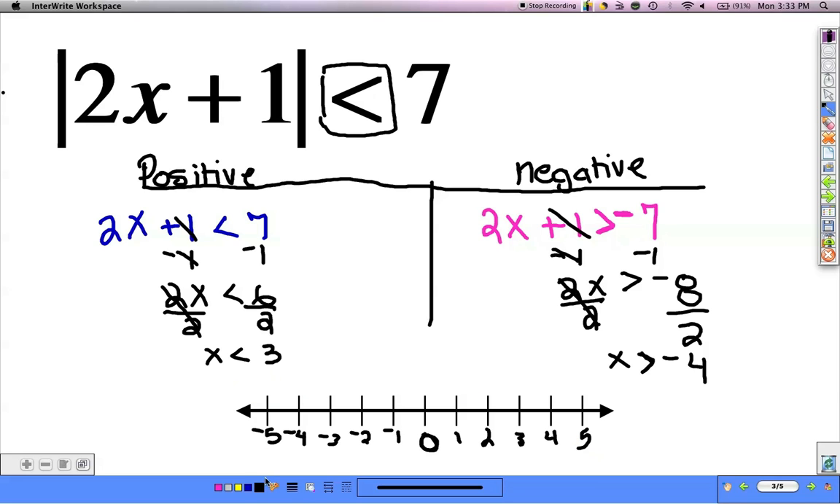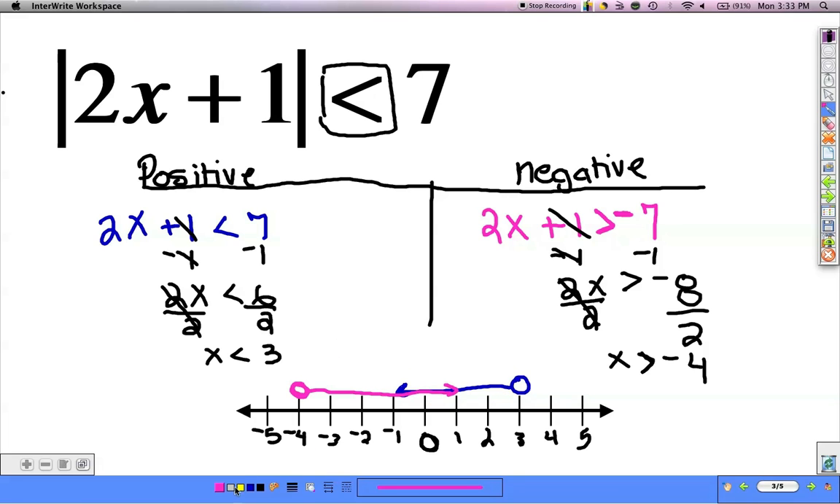And I just want to go ahead and graph each one. I'm going to graph the positive case in blue. So I have x is less than 3. It's less than, so I want an open circle at 3, and my bar is going to go back towards the negative numbers because it says x is less than 3. Then I have x greater than negative 4, which is the negative case. So I want to put, since it's just greater than, an open circle at negative 4, and I want to draw an arrow heading towards the greater than side.